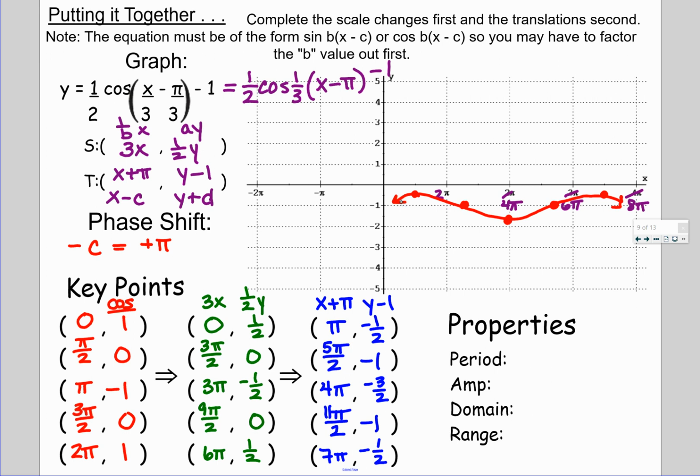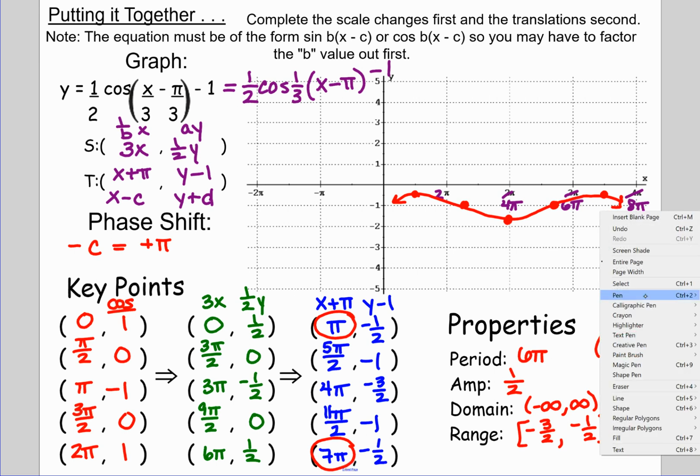Period of this graph is the length of one wave. You can actually see it in the points if you want. I started at pi and I ended at 7 pi. What's the length of the wave? 6 pi. Now, if you need to, you can always do 2 pi divided by b, which here b is 1/3. Dividing by 1/3 is the same as multiplying by 3, so that would also get you the 6 pi if you want to do it that way. Amplitude is half the height of the wave or the absolute value of a. Either way, you're going to get 1/2. Domain is always all real numbers. Range we can see in our picture is negative 3/2 to negative 1/2.